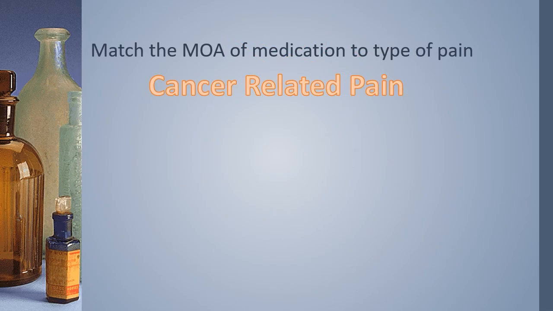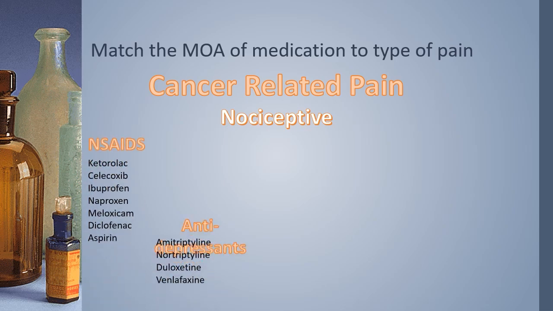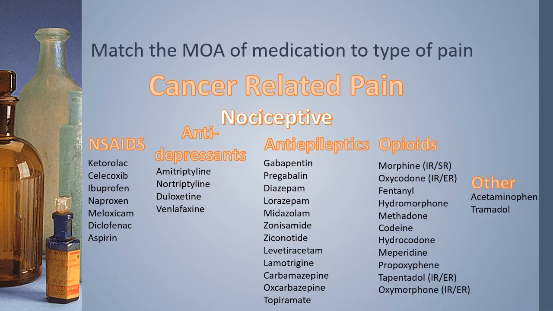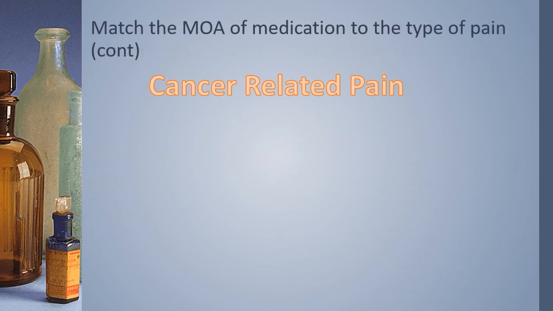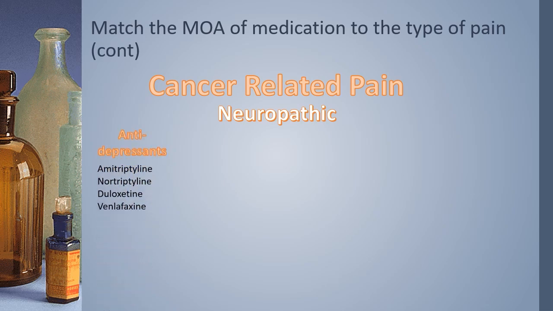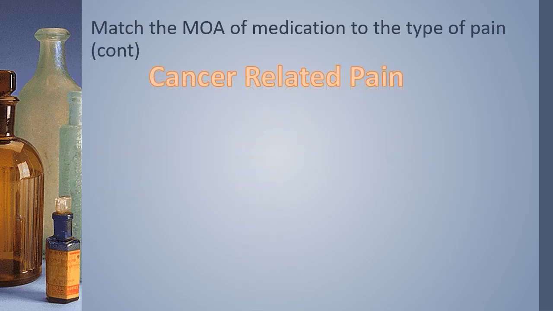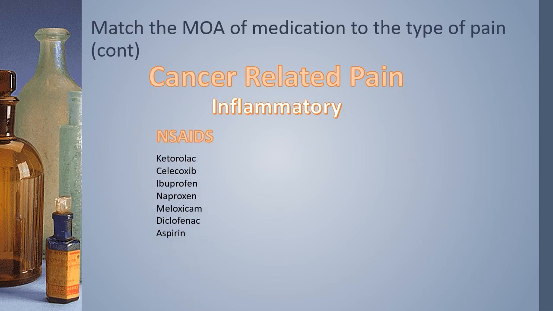For cancer-related pain that is nociceptive in nature, we recommend the use of NSAIDs, antidepressants, antiepileptics, opioids, or other medications such as acetaminophen or tramadol. For neuropathic cancer-related pain, you could try antidepressants, antiepileptics, or other medications such as lidocaine or mexiletine. For inflammatory type pain related to cancer, recommend NSAIDs or other medications such as acetaminophen.